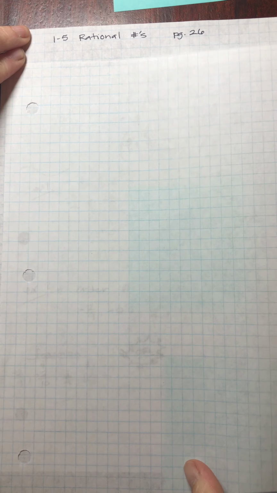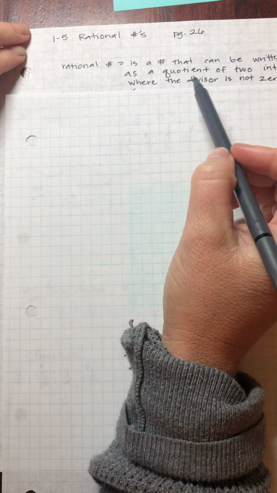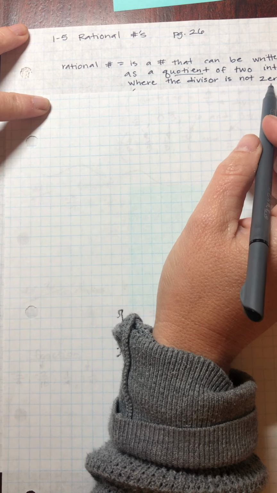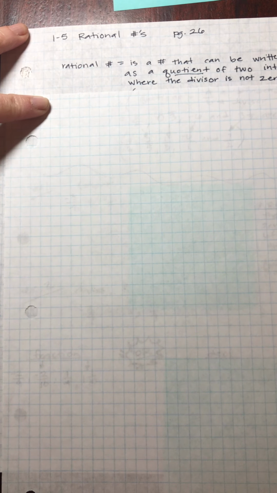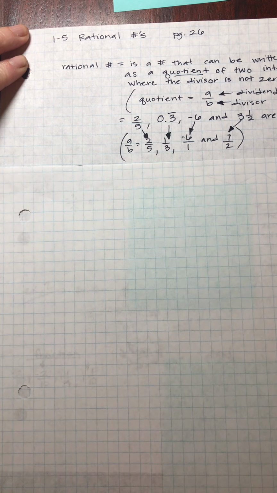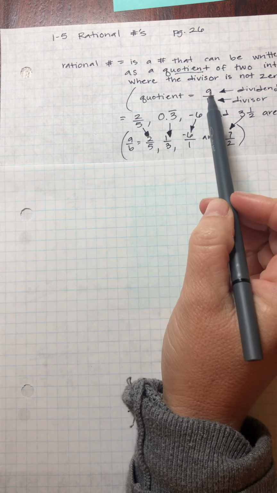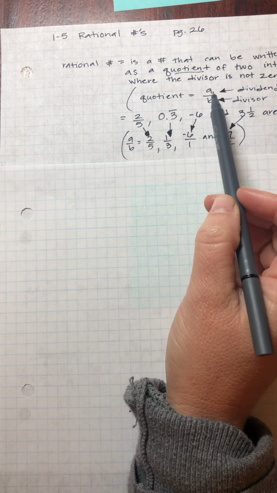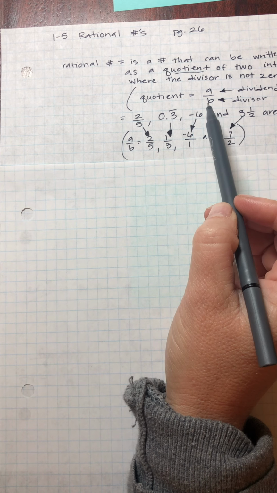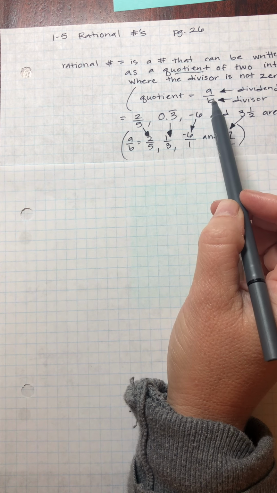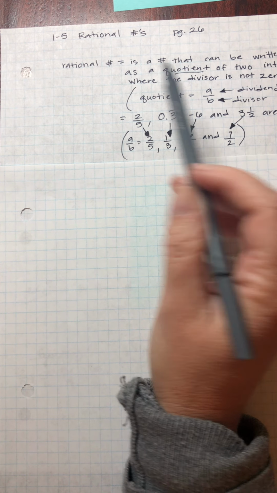Page 26. A rational number is a number that can be written as a quotient of two integers where the divisor is not 0. Quotient, that's the answer when we divide, right? So if A is divided by B, where A is the dividend, then B is the divisor underneath. So you cannot have a 0 in the denominator in order for it to be rational.